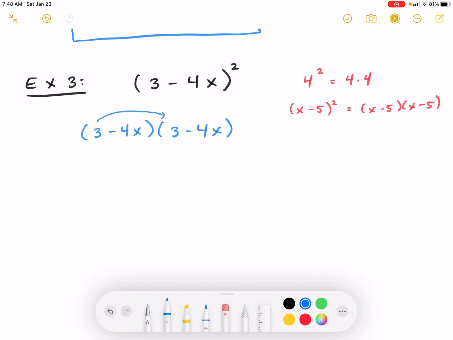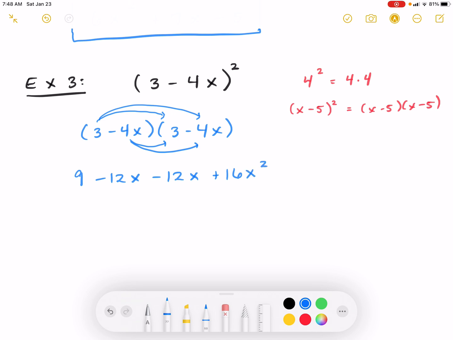Well, let's go ahead and distribute the 3. 3 times 3 is 9. 3 times -4x is -12x. And then I'm going to distribute the -4x. So -4x times 3 is another -12x, and -4x times -4x is going to become a positive 16, and x times x is x squared.